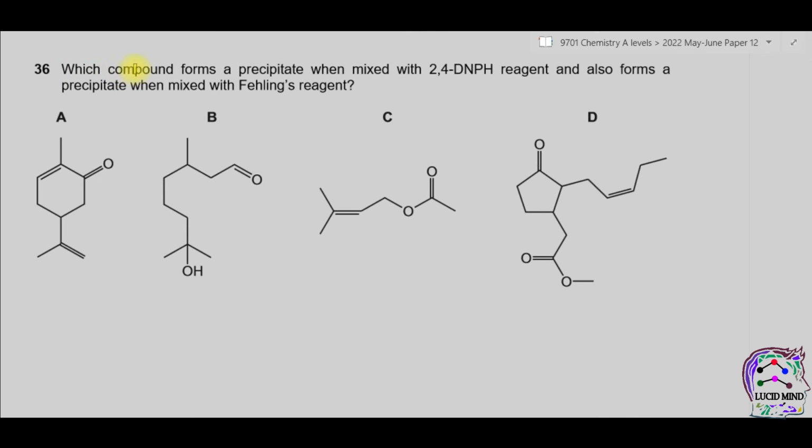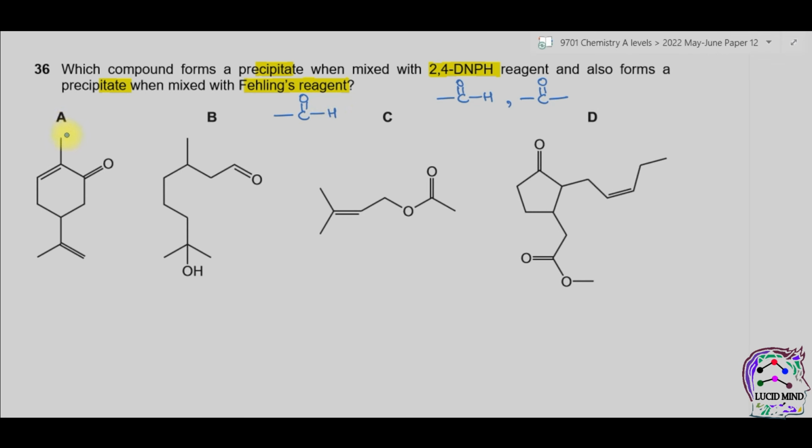Question number 36. Which compound forms a precipitate when mixed with 2,4-DNPH and also forms a precipitate when mixed with Fehling's reagent? Now 2,4-DNPH can form a precipitate with an aldehyde as well as a ketone, while Fehling's reagent can only form a precipitate with an aldehyde, not with a ketone. So an aldehyde must be present.